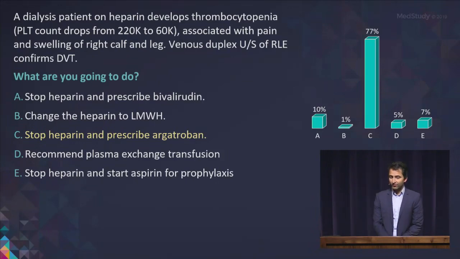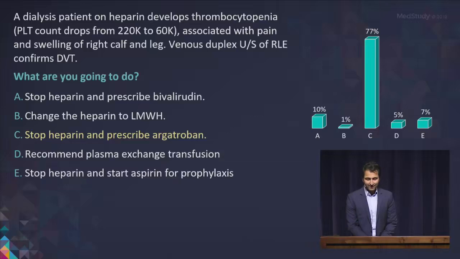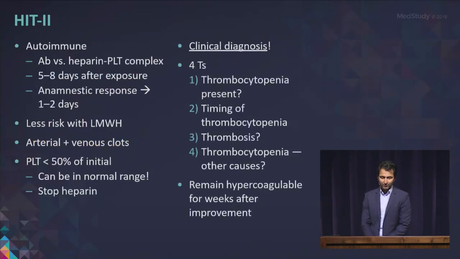Fantastic. So 3/4 you recognize that the management of HIT involves stopping heparin and prescribing something that has absolutely no relation to heparin, okay? So low molecular weight heparin would not be appropriate. So then it's down to argatroban or bivalirudin, and here the knowledge point is understanding that bivalirudin is not used in kidney disease, and so argatroban would be the drug of choice in somebody with underlying renal disease. We would not do plasma exchange because we don't think this is TTP, right? And aspirin would be insufficient for prophylaxis.